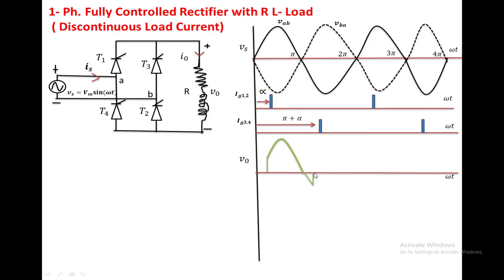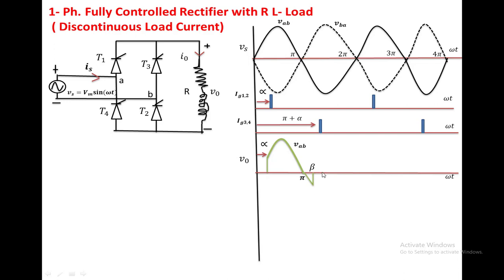This is nothing but the extension angle. So from pi to beta, T1, T2 is forced to conduct because of this inductance. At beta, the load current comes to zero. Already T1, T2 is reverse biased, so T1, T2 will turn off at angle beta. From beta to pi plus alpha, this is beta, this is pi plus alpha, no device is conducting in the circuit, so the load voltage becomes zero up to this point.